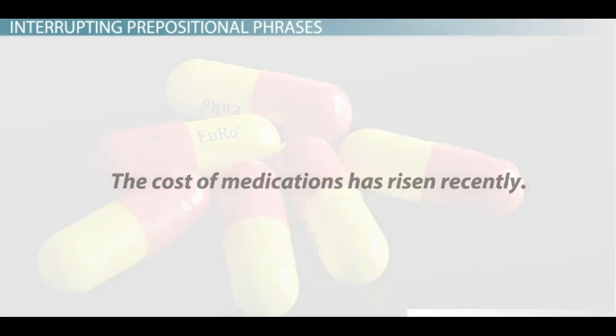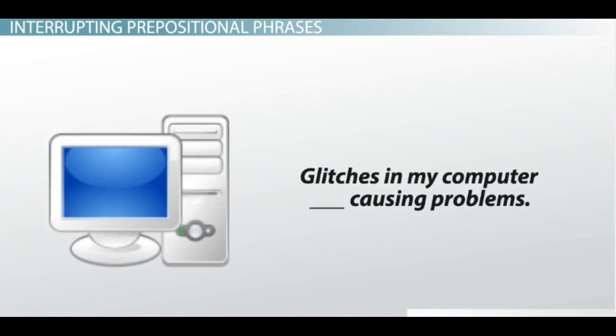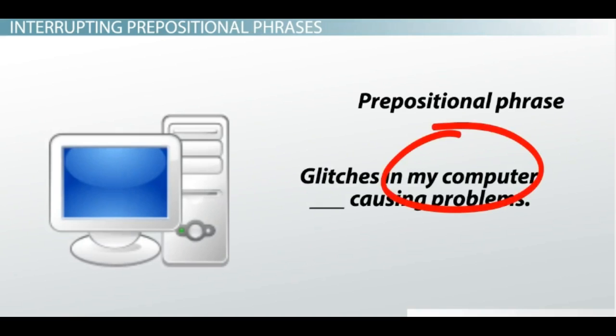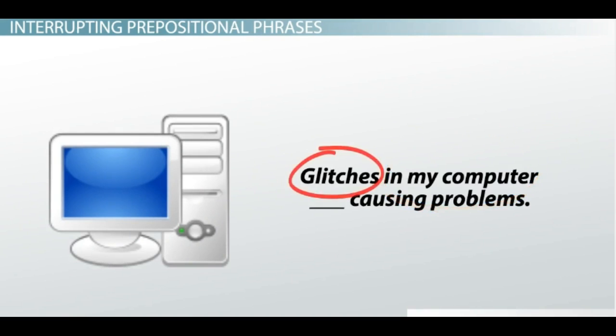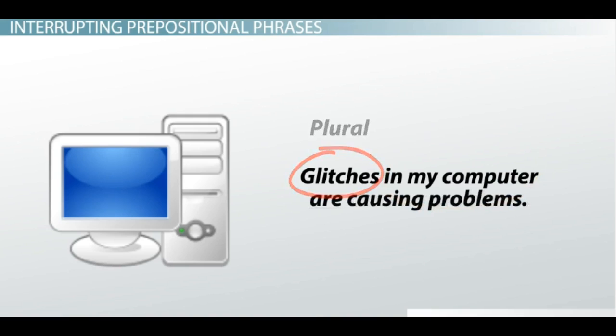Here's one more example. Glitches in my computer, blank, causing problems. What's the subject of this sentence? Remember that "in my computer" is a prepositional phrase, so we need to ignore it for a moment. The subject is glitches, and that's a plural noun, so we need the plural verb are here. The correct sentence would be, "Glitches in my computer are causing problems."